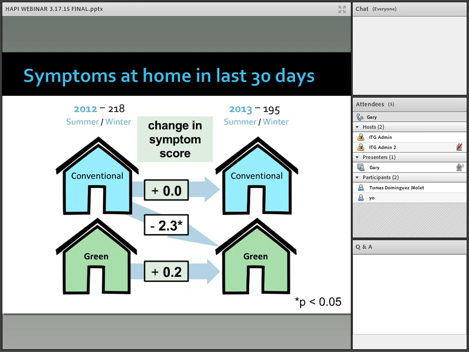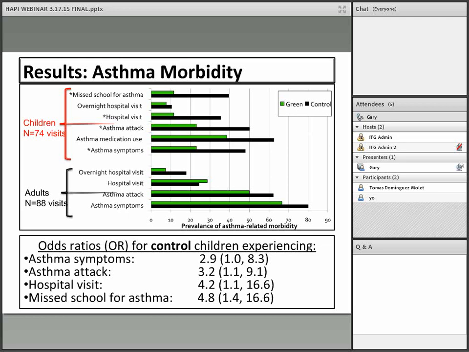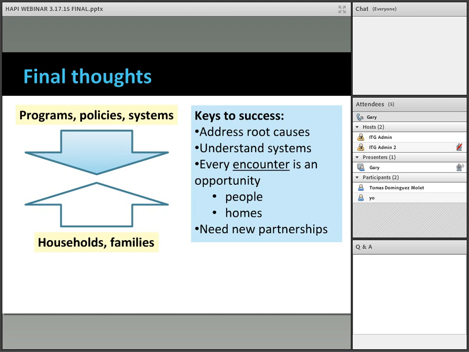This is sort of the last result on this one. One of the really promising outcomes we saw was significant reductions in asthma morbidity. This is really important, not only as an important health outcome, but as an important cost to our healthcare system. The asthma burden for these families is really high in this population. So it's really encouraging to see that you can potentially reduce hospital visits or missed school for asthma or asthma attacks.